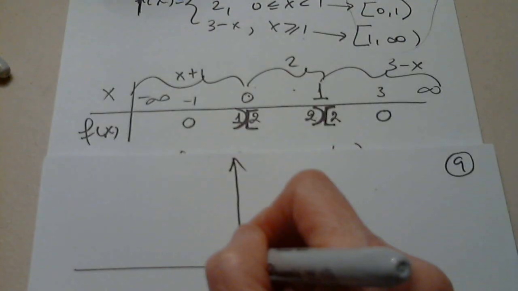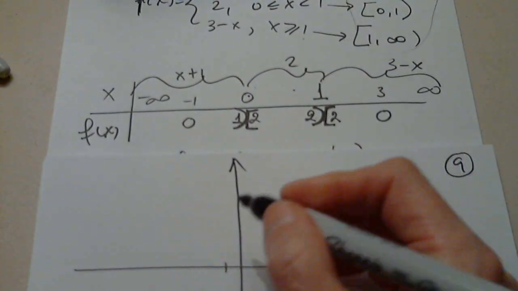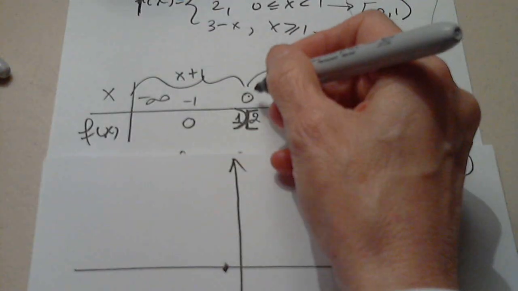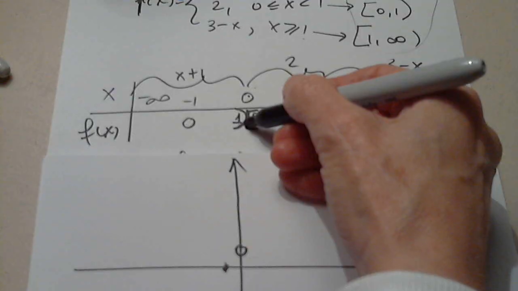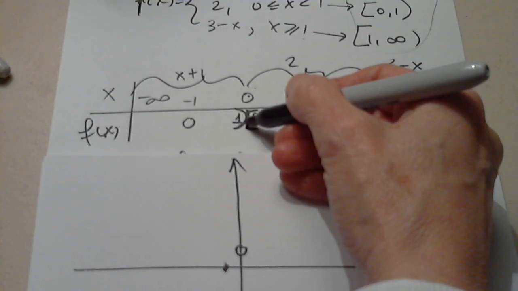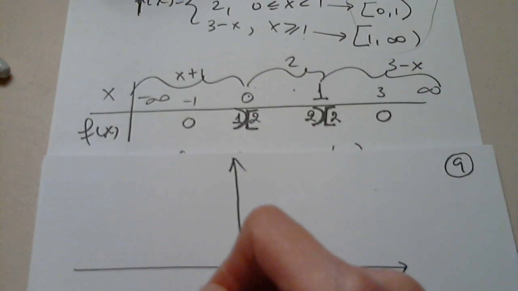-1, 0. -1 for x, 0 for y. 0, 1, with an open point. Why? Because it's a parenthesis. That's why it's an open point. That's done.